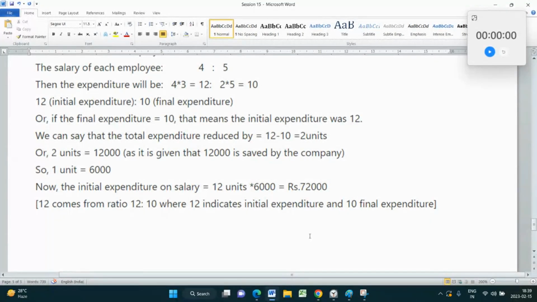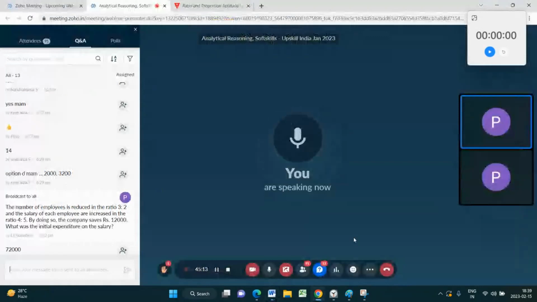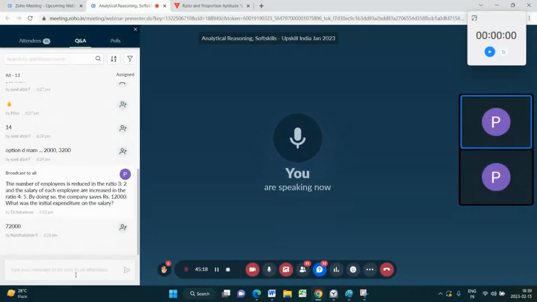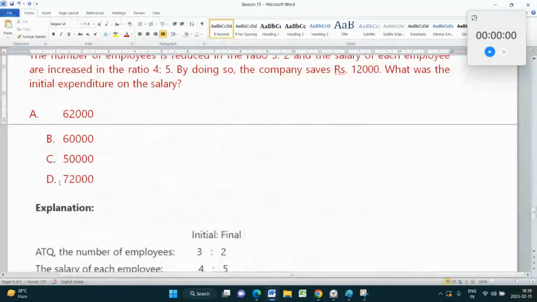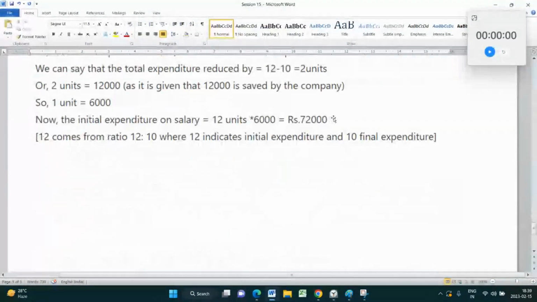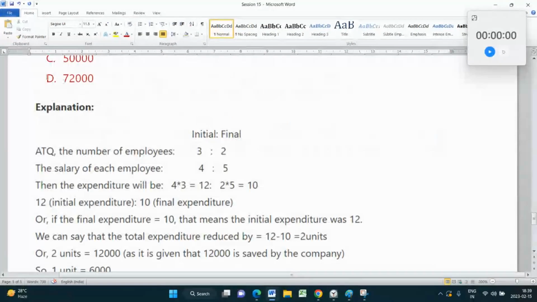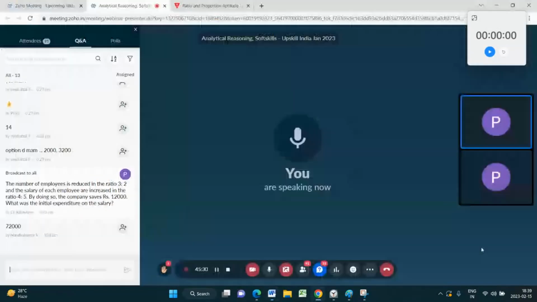Understood? It's a very straightforward example. Very good. Excellent. So the answer is 72,000, which is nothing but D. Any doubt, children? This is a very straightforward question.